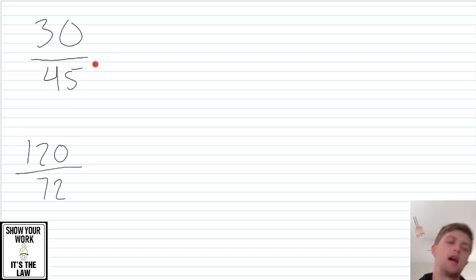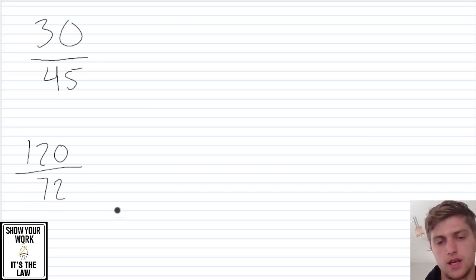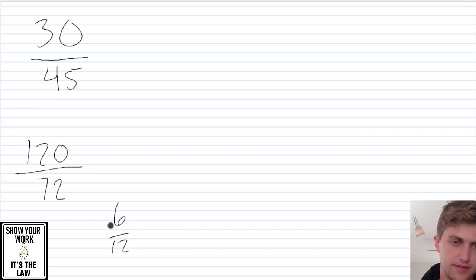So what's our first step for simplifying, or whenever we have a fraction? We want to cancel out the factors they have in common. For a quick example, if we had 6 over 12, they both have a 6 in common. 6 divided by 6 is 1. 12 divided by 6 is 2. We get 1/2, right? So we simplify.